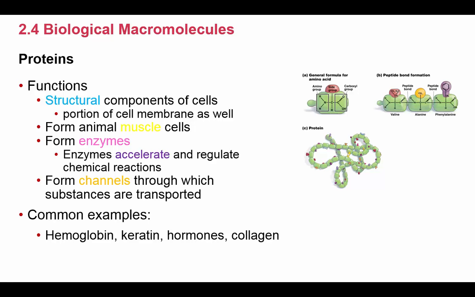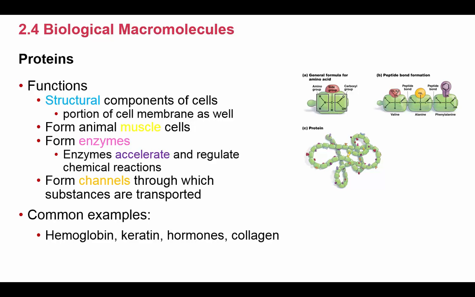The second macromolecule that we look at would be proteins. If you recall, carbohydrates were mainly just sources of energy, whereas proteins have multiple functions in a cell. First off, they're the structural components of cells. So portions of the cell membrane are made of proteins. We know that proteins form animal muscle cells. When you take Anatomy 1, for some of you, you'll learn about certain proteins like myosin and actin that form our muscles. They form enzymes, and we'll talk a little bit later on, but enzymes, we know, accelerate, or speed up, chemical reactions. They act as catalysts.